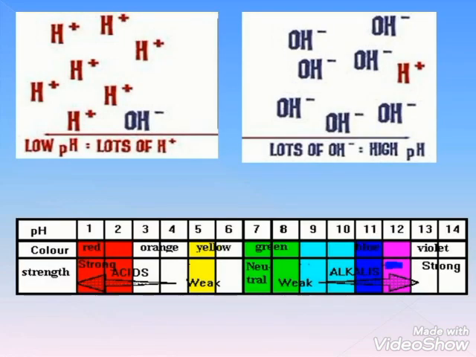Now, if a solution has a lot of H+ ions, that means it has a low pH, and if it has a lot of OH- ions, then it has a high pH. If the pH is between 1 to 3, it will be a strong acid. 4, 5 and 6, it will be a weak acid. 7 is neutral, 8 to 10 is a weak alkali, 11 to 14 is a strong alkali. So, by knowing the pH, you can say whether a particular solution is a strong or weak acid, a strong or weak alkali, or a neutral solution.